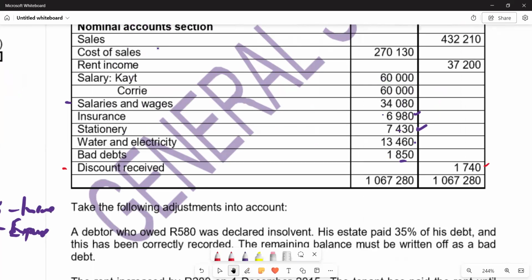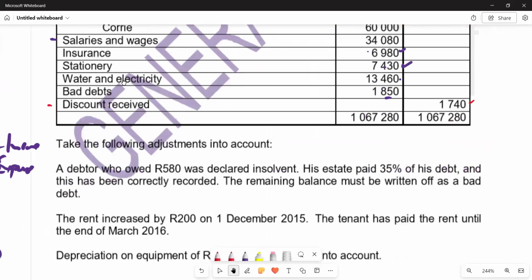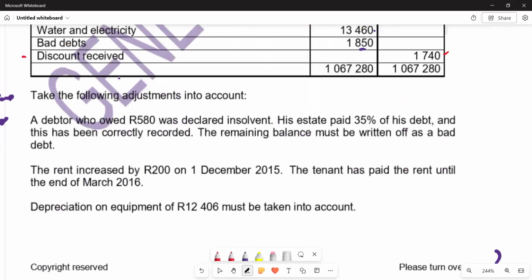We've got bad debts, 1,840. But for these bad debts, we've got an adjustment that is affecting them, which says a debtor who owed 580 was declared insolvent. He paid 35% of his debts, and this has been correctly recorded. The remaining balance must be written off as a bad debt. So remaining balance, that's what we are saying. It will now be 100 minus what was paid, which is 35%, and we get 65%. So 65% of 580 is the one that should be written off as bad debt.